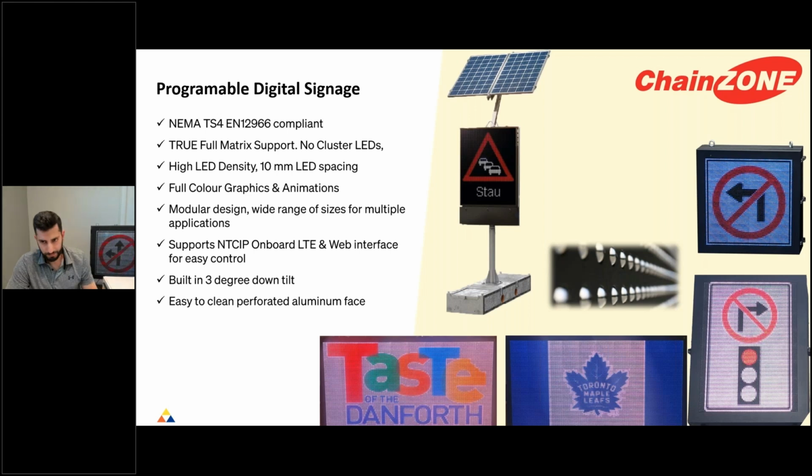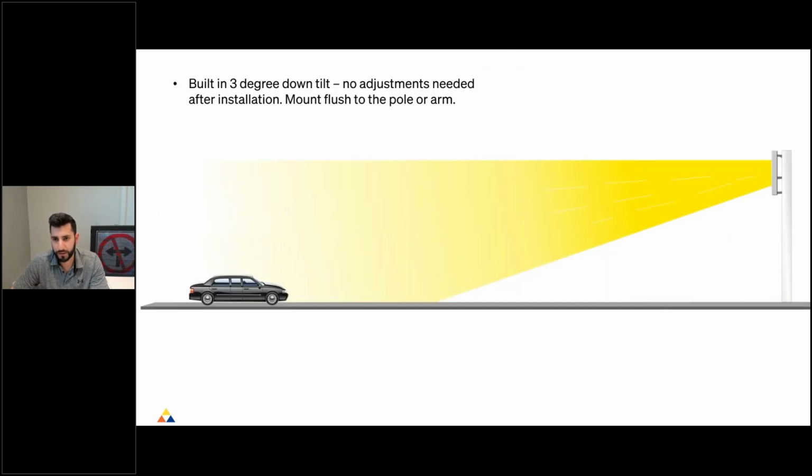What's also unique about this board in particular is they include a built-in 3-degree down tilt. So just to visualize what that looks like, if you were to mount our board on a pole, you wouldn't need to tilt it down for drivers to see it, because drivers are viewing this board at a roughly 3-degree angle. Our boards have that angle built into them. So your contractor, your municipal staff only need to mount the board flush to the pole or the arm, and the drivers will automatically see the restriction being posted because of that built-in 3-degree down tilt. And that might be why you're seeing this board a little darker than it should be. It's because of that down tilt.